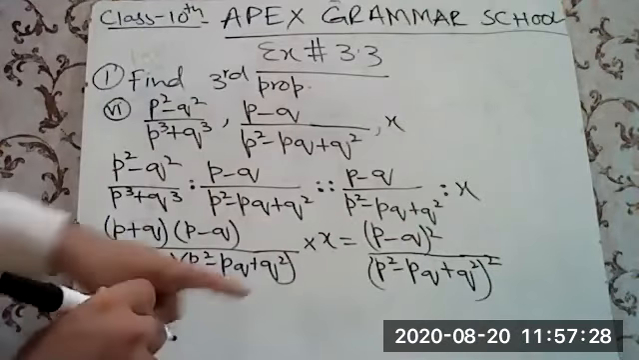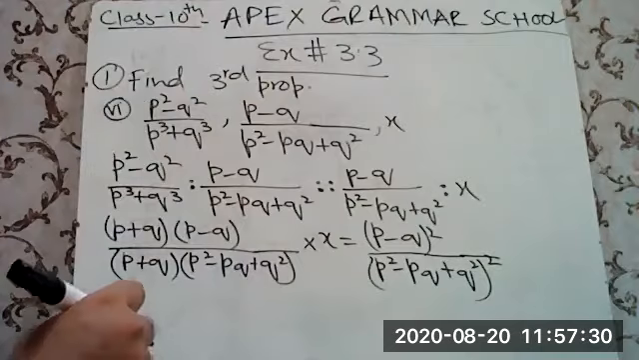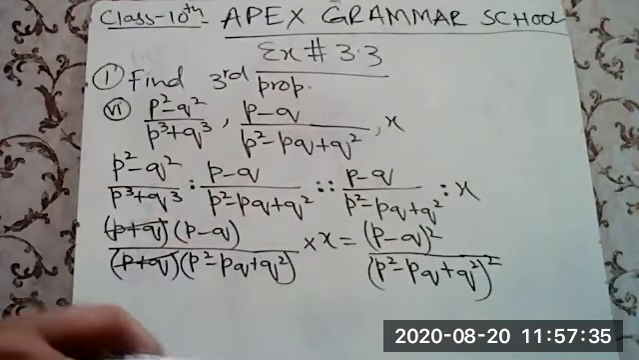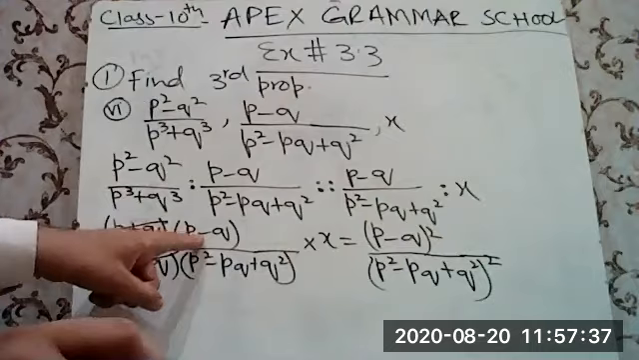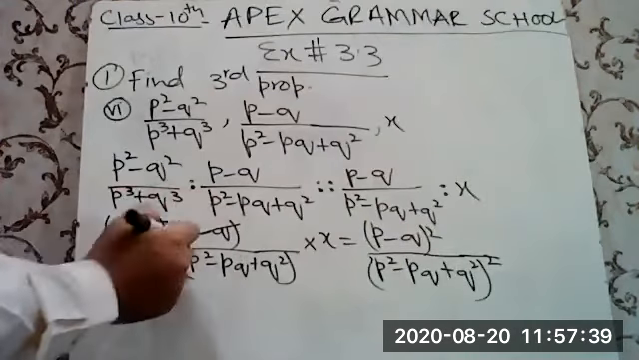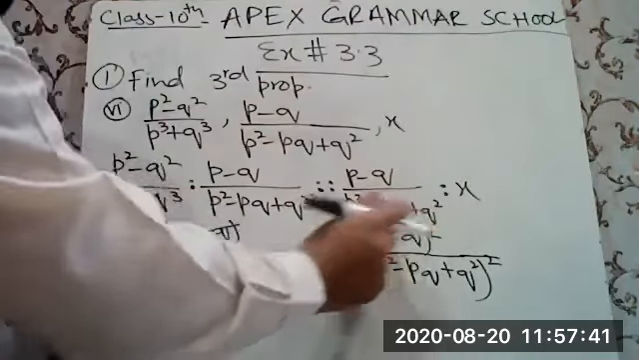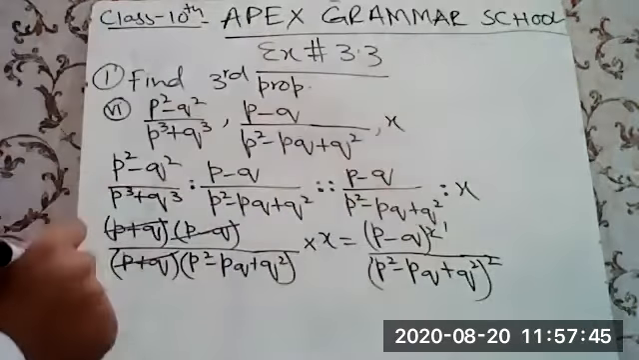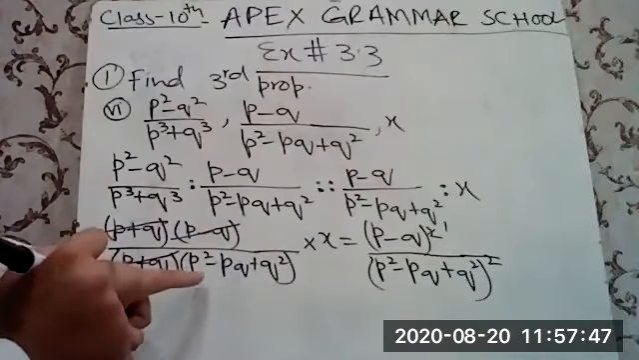We need to find this value of x. First of all, this p plus q can cancel this p plus q. This is p minus q. This will cancel this p minus q whole square, but only one factor can cancel, and one will be left here.